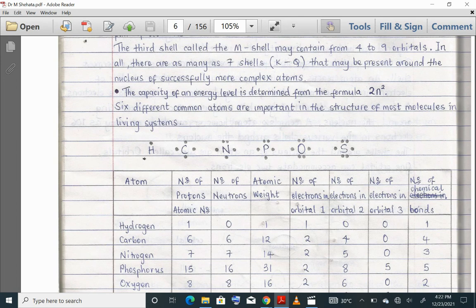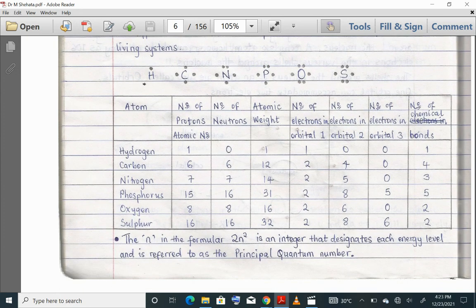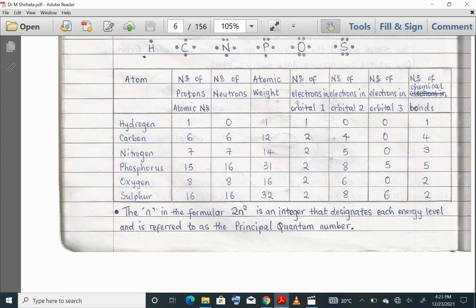So for instance, what is n, perhaps you may be wondering. n is just the shell number. So for K, n is going to be 1. If n is 1, then squaring that, you still have 1. Multiply that by 2, you get 2 electrons. You go to the second shell, which is L, n is going to be 2. When you square the 2, you get 4, times 2 is 8, and so on. So n is the number of the shell. Take note of that. That's really about it.